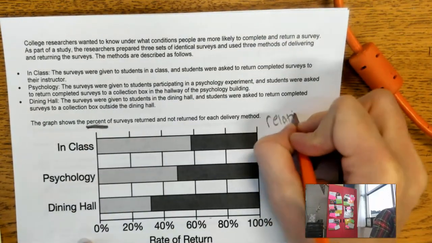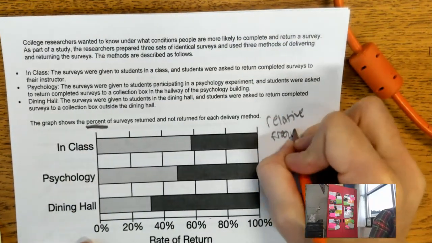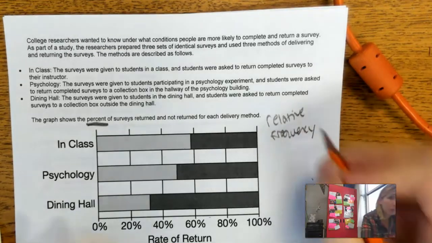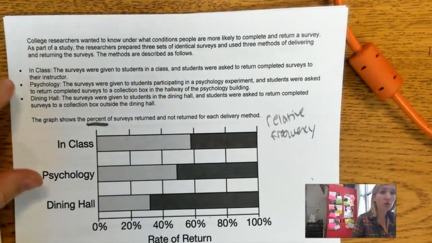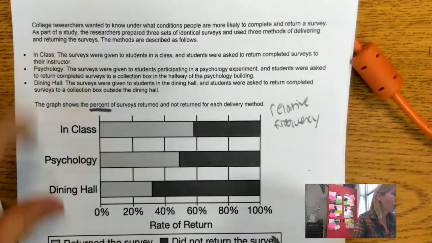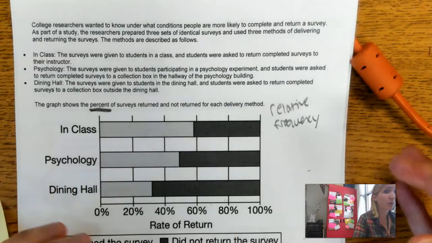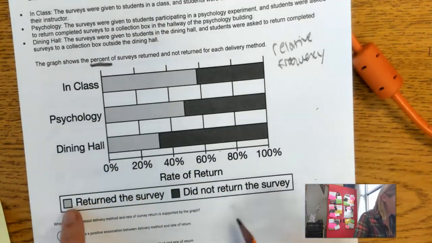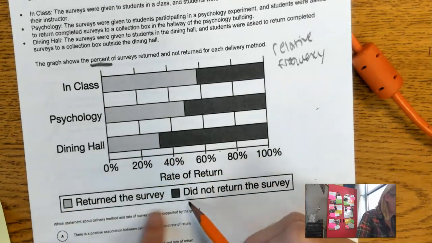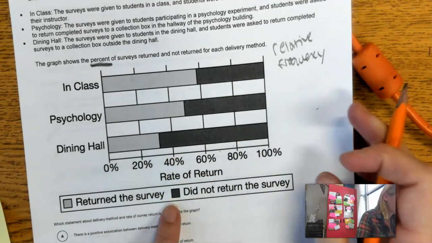So we are dealing with relative frequency, not frequency. Remember, relative frequency is percent or proportion. Frequency is actual count. So I don't know how many students received the in-class survey, the psychology survey, or the dining hall survey. It could all be the same number, or it could be different numbers. We don't know. All we have are the percentages. So it looks like the light gray is return the survey, the dark gray is did not return the survey.